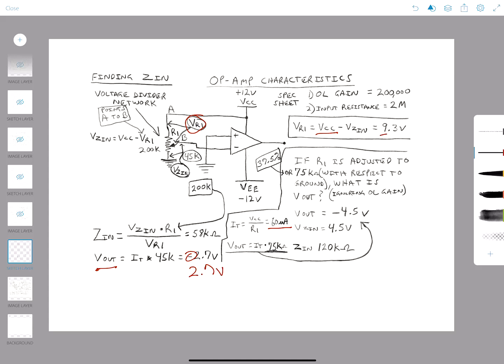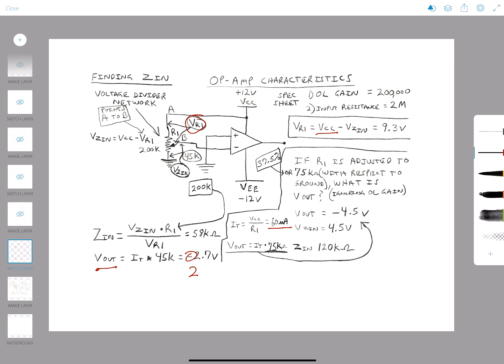So we subtract the difference and we come up with our 9.3 volts. And if you add those together, you come up with our total voltage drop of 12. So in this case, we have our total voltage, everything adds up, and we have a negative 2.7 volts on our output now. All right, so that is our first example here.